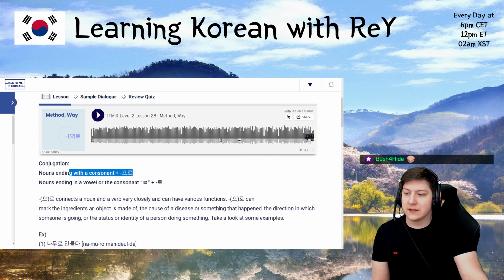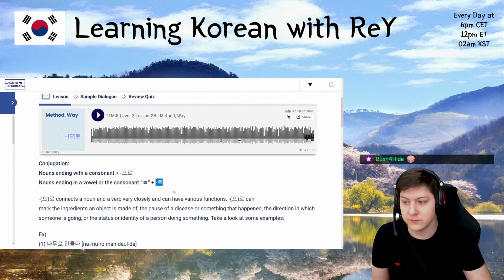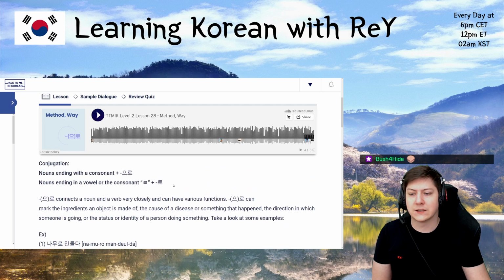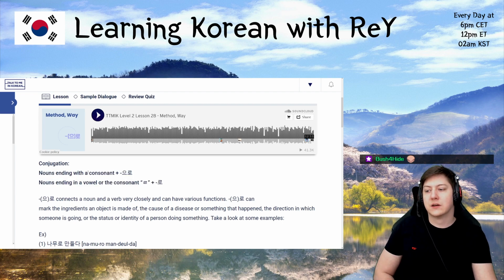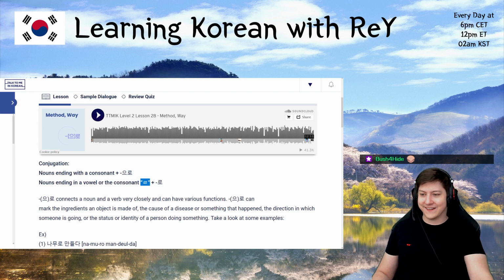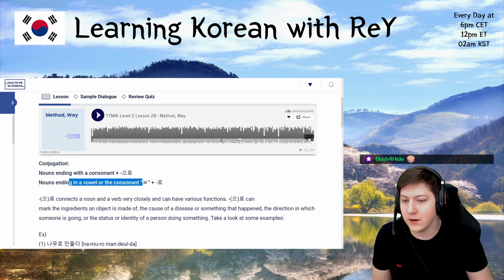Okay. Nouns ending in a consonant with ro, or in a vowel or the consonant r with ro. Actually, I've never seen it like this before. I always had the distinction between words, mostly verbs, ending in a consonant or vowel, but this consonant R was never mentioned before. So that's interesting. So consonant R is very often considered in the same case as vowels. Okay.